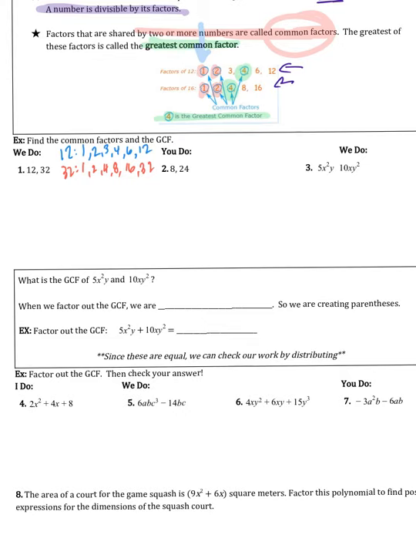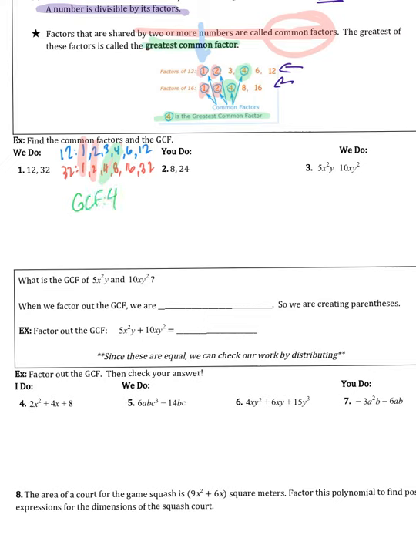So I have all of these factors listed out. Let's go ahead and identify, and I'm going to do this highlighting in red, the common factors. Well, they both have a 1, they both have a 2, they both have a 4, and that looks like all of the things that they share on their list. So the common factors are 1, 2, and 4. What is the greatest common factor? The greatest of those is going to be 4. So the greatest common factor is 4.